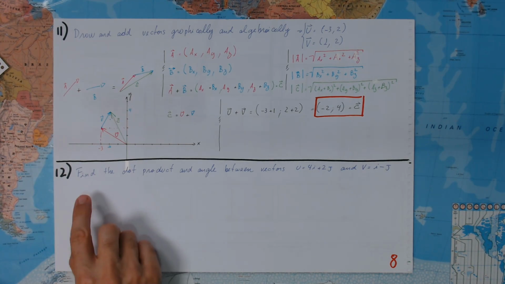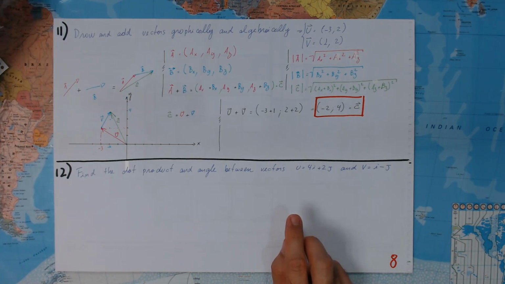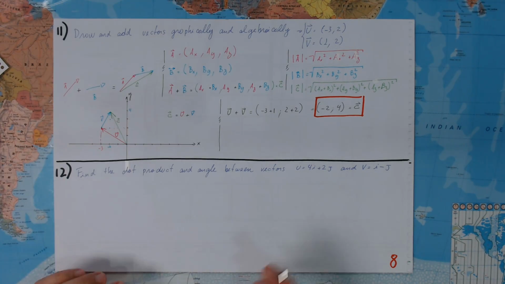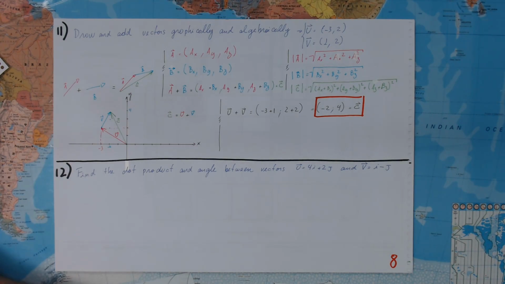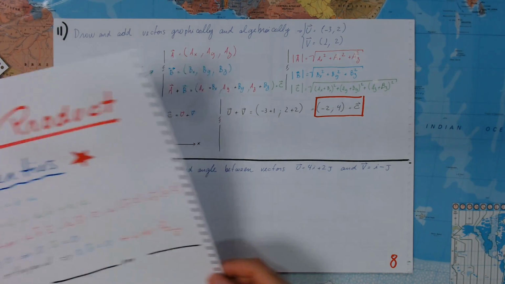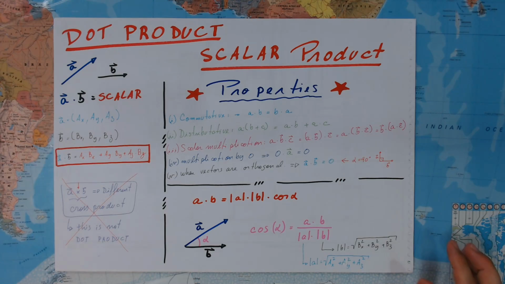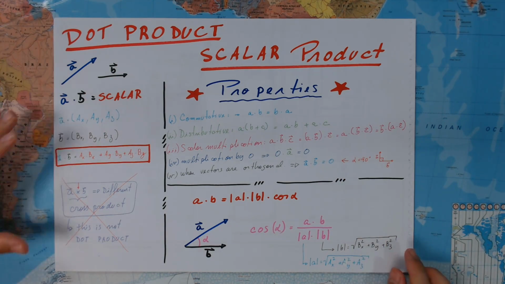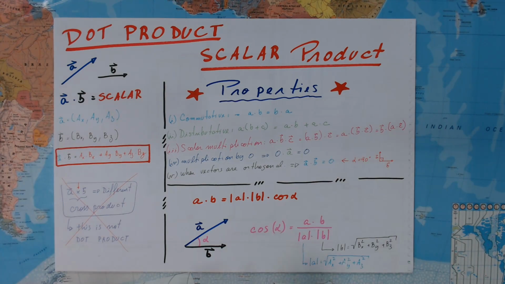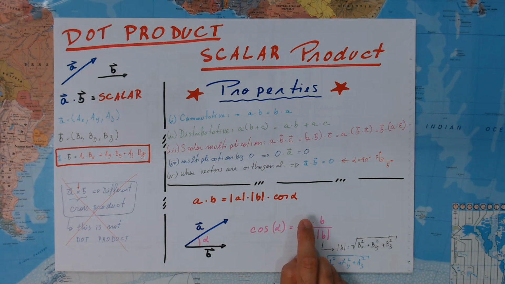Okay, now let's find the dot product and angle between those two vectors. Like I always say, a vector can always be written with an arrow, which means they are vectors. If you didn't see this video, you can pause and read, or just watch the video. I'm not going to go into details, but for this exercise we just need this formula. It asks to find the dot product.